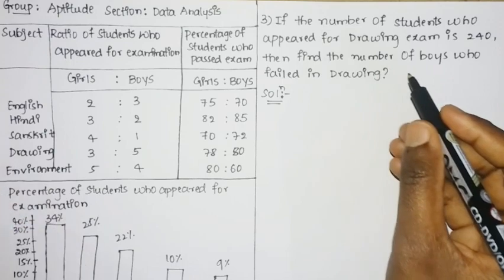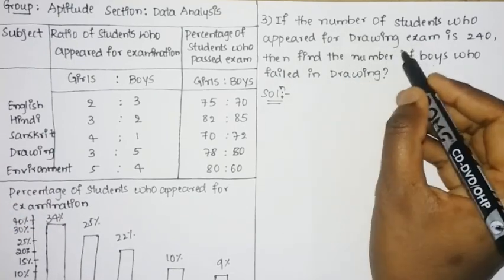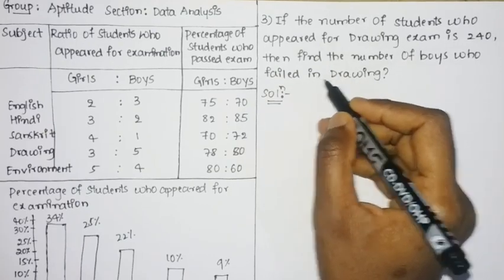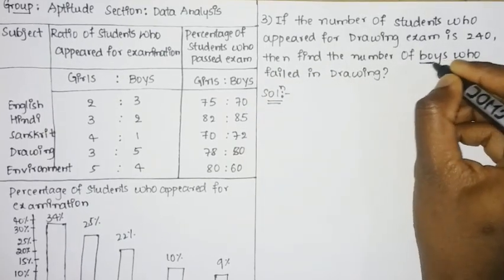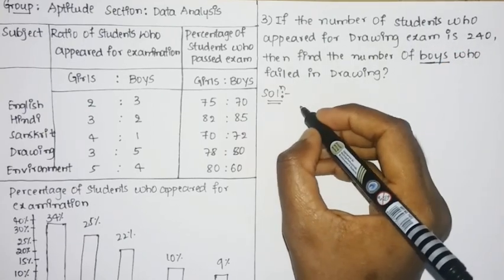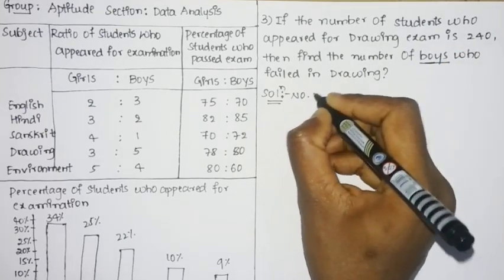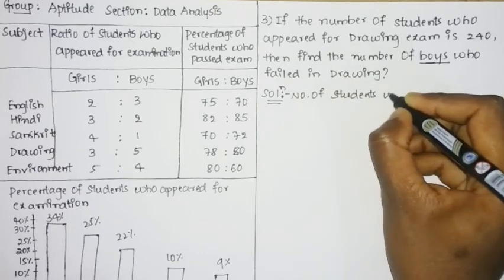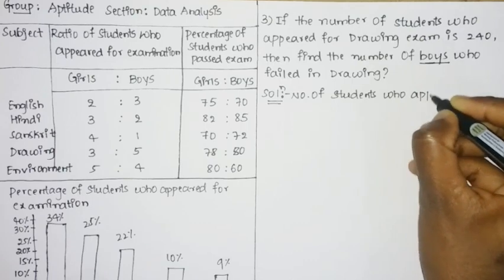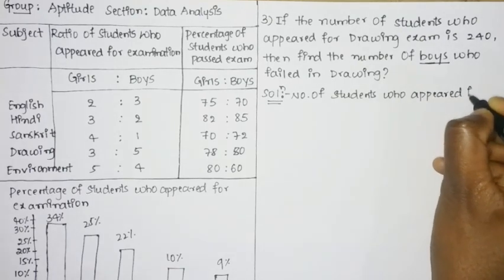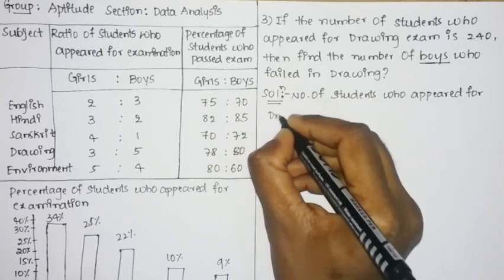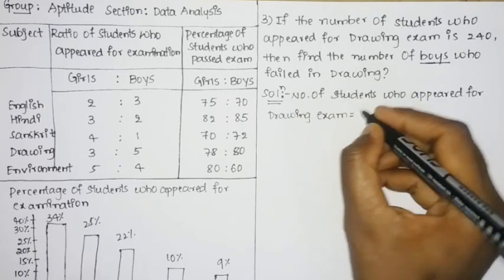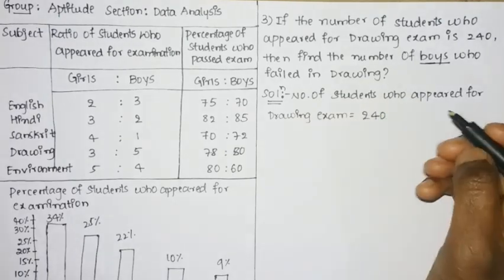If the number of students who appeared for the drawing exam is 240, then we need to find the number of boys who failed in drawing. They have asked only the number of boys who failed in drawing, and they have given the number of students who appeared for the drawing exam. So the number of students who appeared for the drawing exam is equal to 240, which is already given.